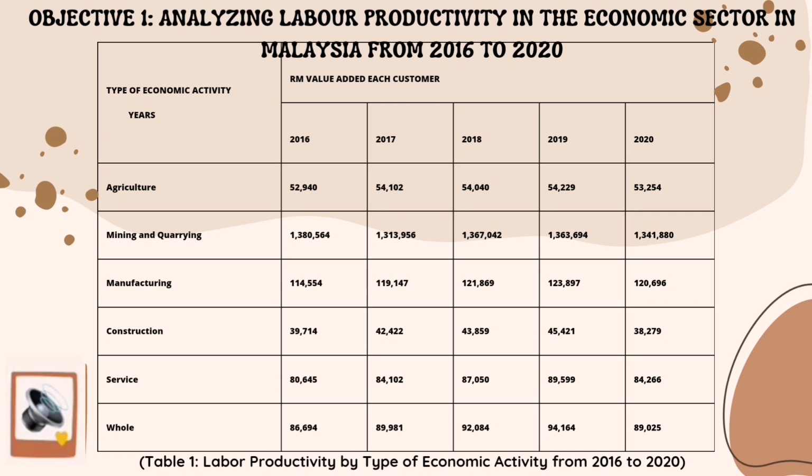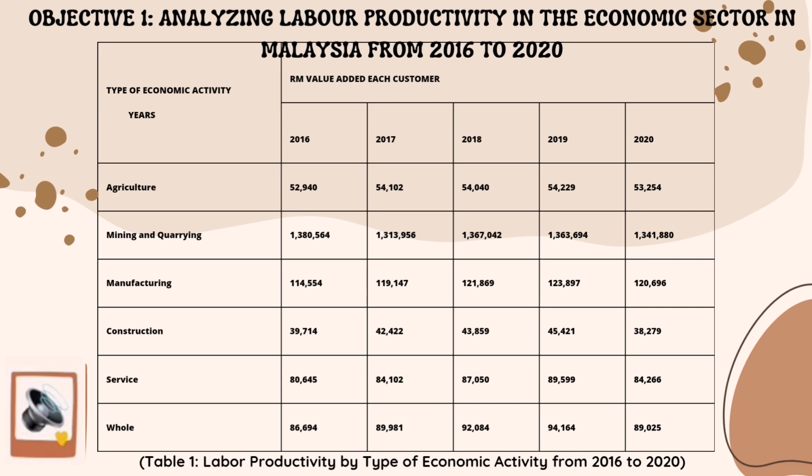Therefore, it can be seen from 2016 to 2020 that the construction sector shows an increase every year. Another productivity analysis is the value added to each laborer in the service sector. In the service sector, the total value added for each laborer in 2016 and 2017 respectively shows as much as RM80,645 and RM84,102, which show a slight increase.